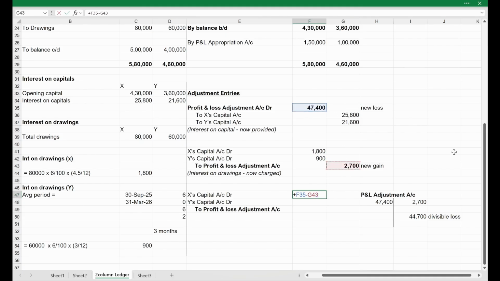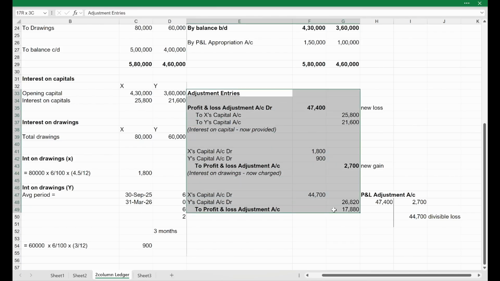47,400 minus 2,700 is 44,700. This loss will be distributed in the ratio of 3:2. Therefore 3/5 and 2/5. So this is the resulting divisible loss. Now we have completed the first part of the solution.